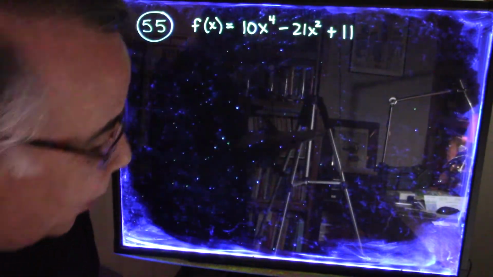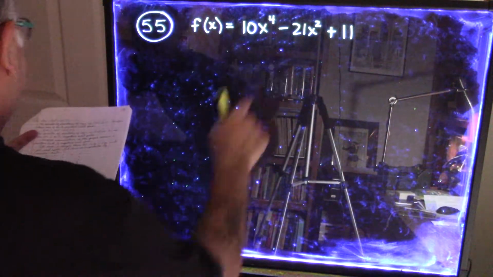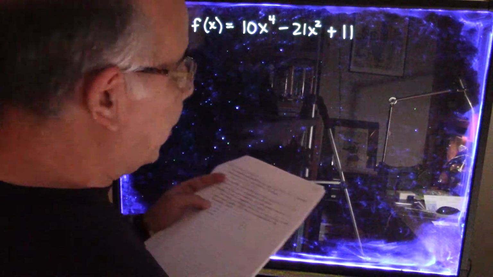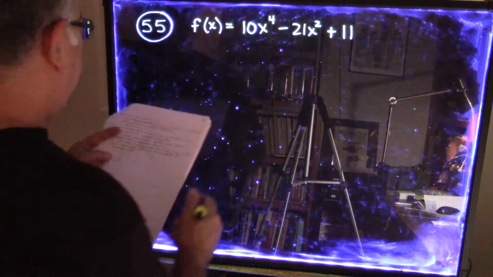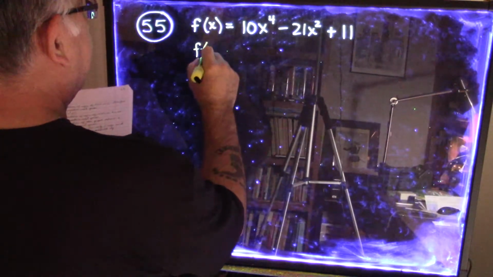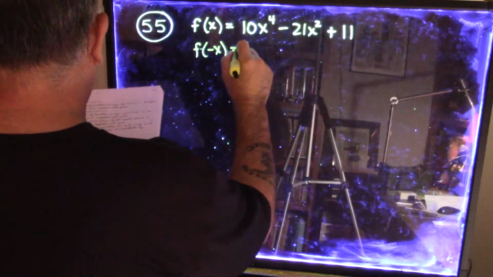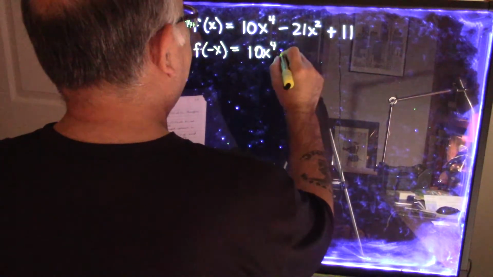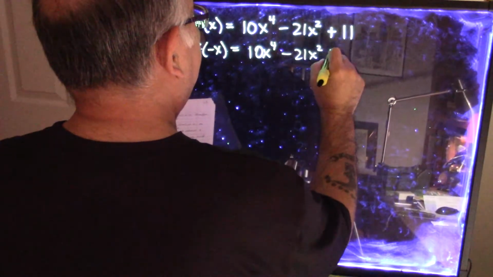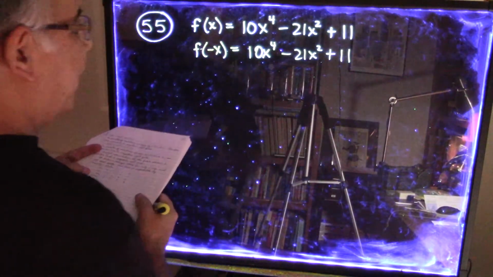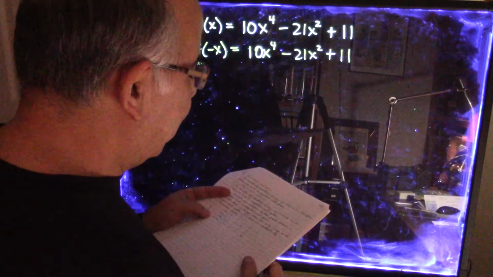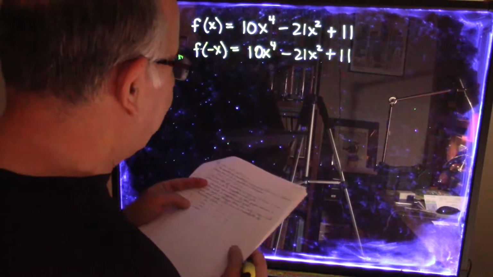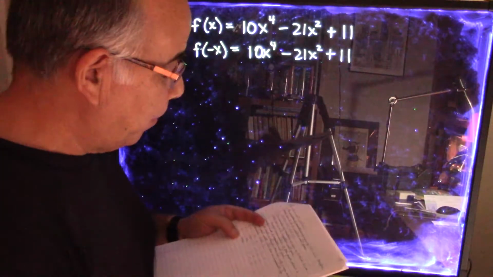So there are 2 variations of sign for f of x. So that means there are 2 or 0 positive real zeros. F of negative x is 10x to the 4th minus 21x squared plus 11. Same thing. So also there are 2 variations of sign there. So there are 2 or 0 negative real zeros.